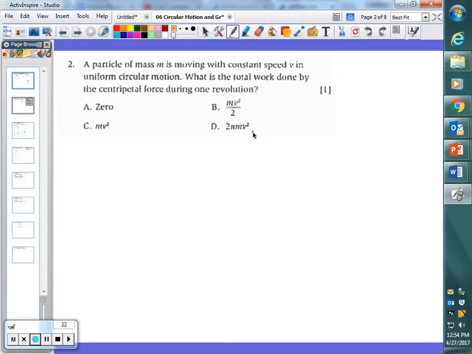All right, a particle with mass is moving with a constant speed in a uniform circular motion. What is the total work done by the centripetal force during one revolution?